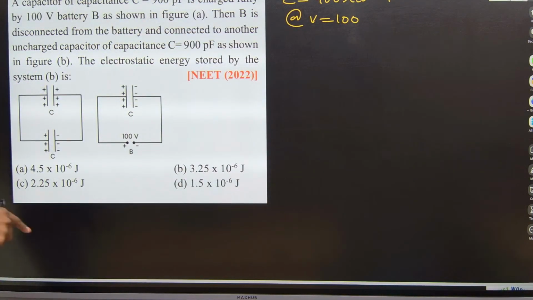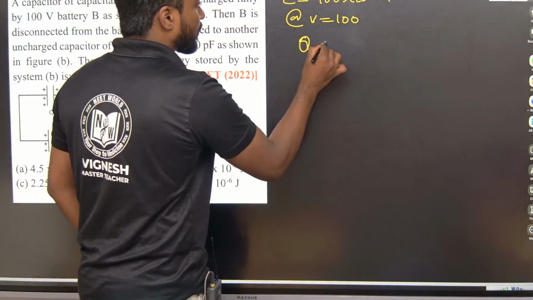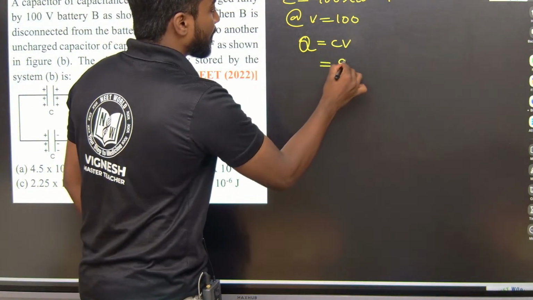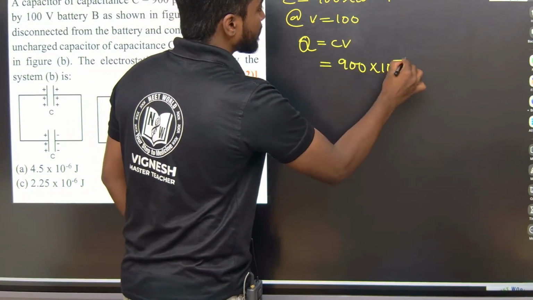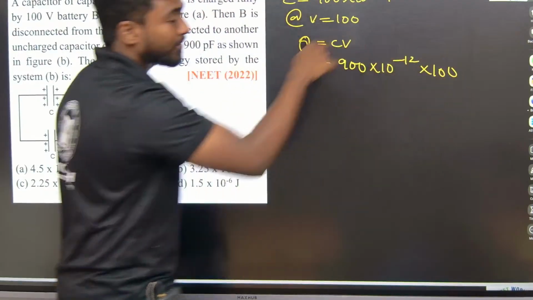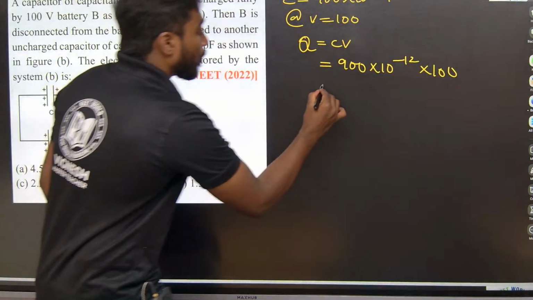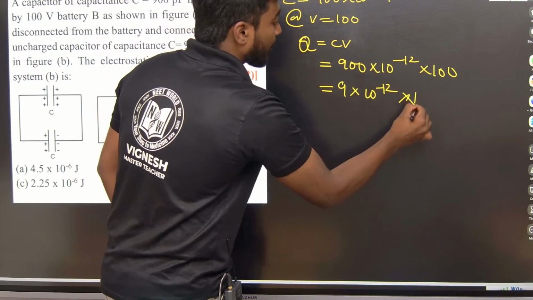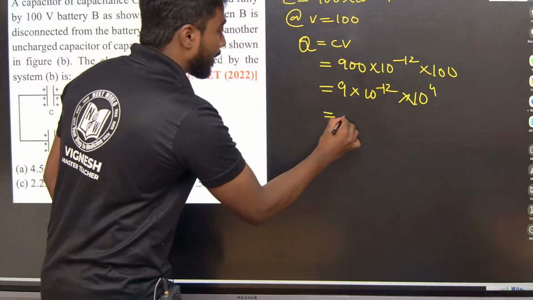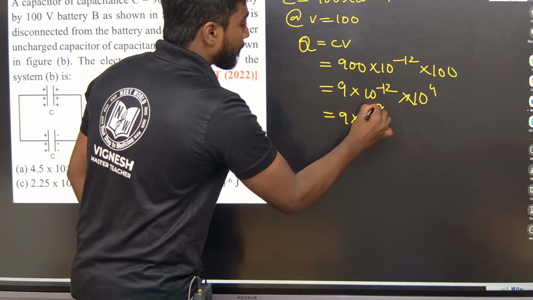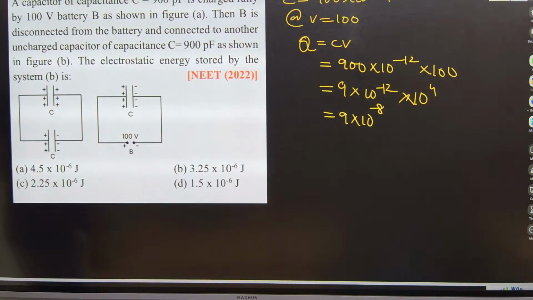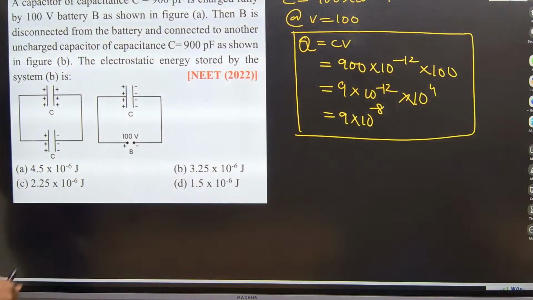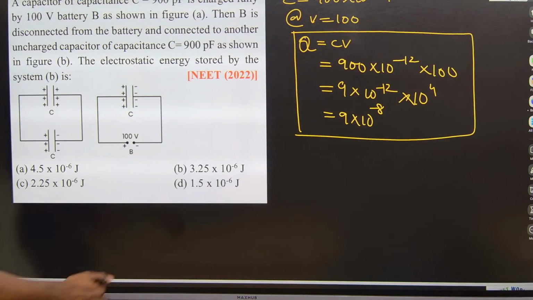So from this, can I find the charge? How much charge? Q equals CV, right? Q equals CV, where C is 900 into 10 power minus 12, into V, which is 100. So 9 into 10 power minus 12, and 4 zeros gives 10 power 4, which is nothing but 9 into 10 power minus 8. Okay, it is minus 8. Now if I see here, charge is conserved.